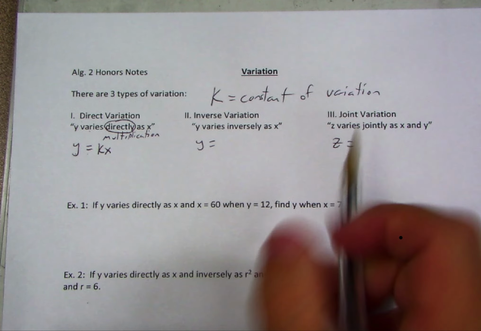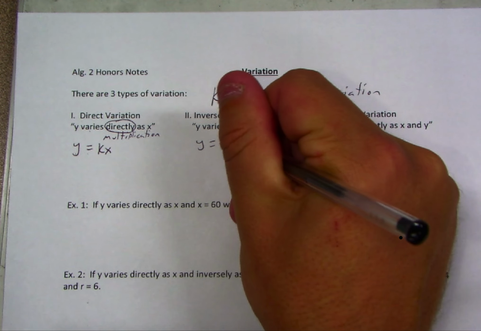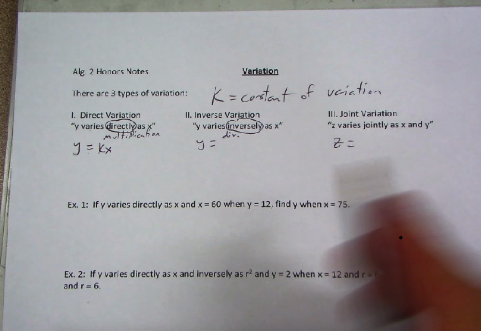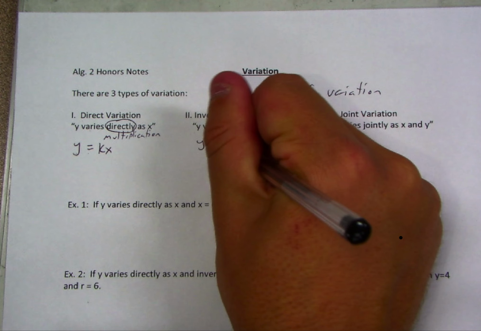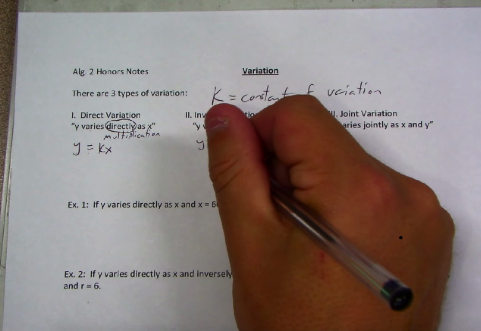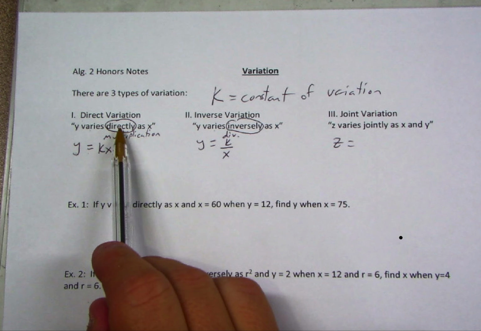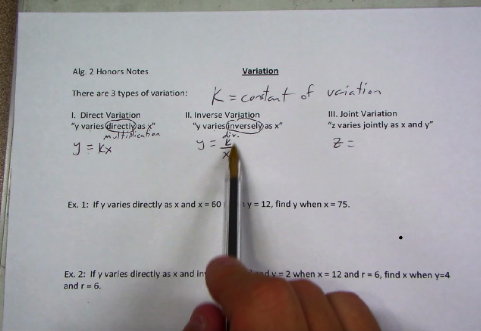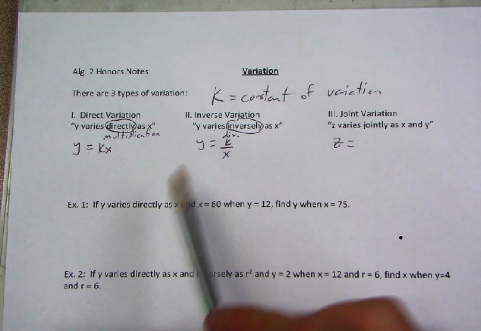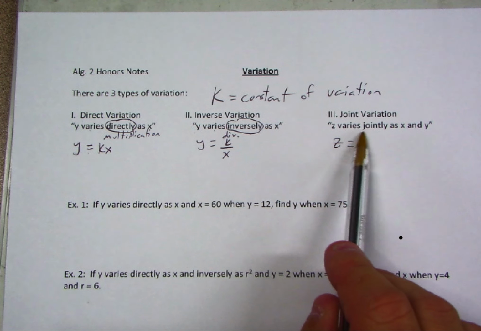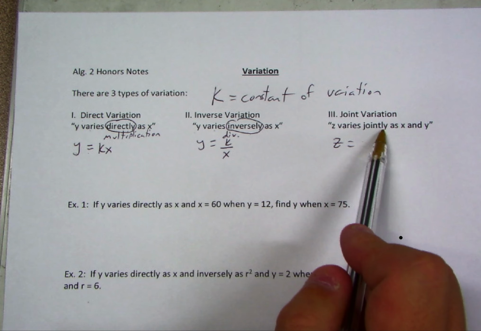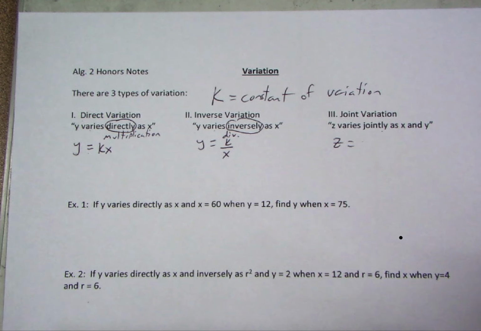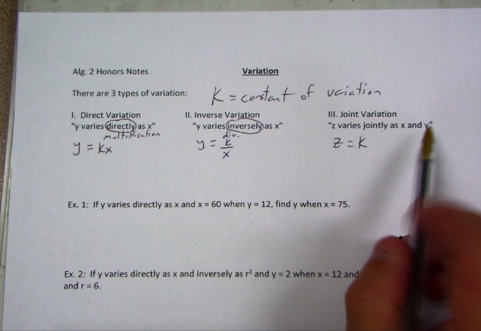When it says y varies inversely, inversely is division. So when I see y varies, y equals, inversely means K divided by whatever comes next. So directly means K times, inversely means K divided by. These are the two that are going to show up the most often. The last one is jointly. Jointly is the same as directly. They're literally the same. The only difference is now you're multiplying by two variables instead of one. So jointly means K times as well. It's multiplication as well. But now we're going to have x and y, so xy.